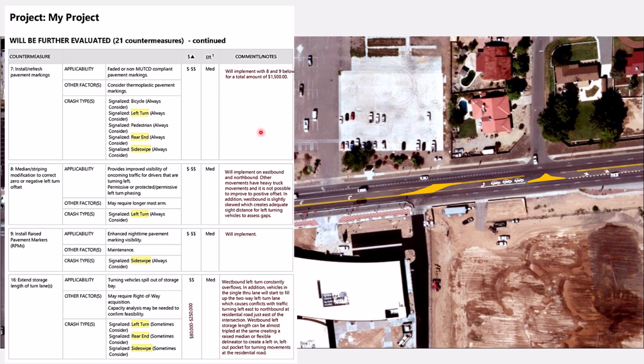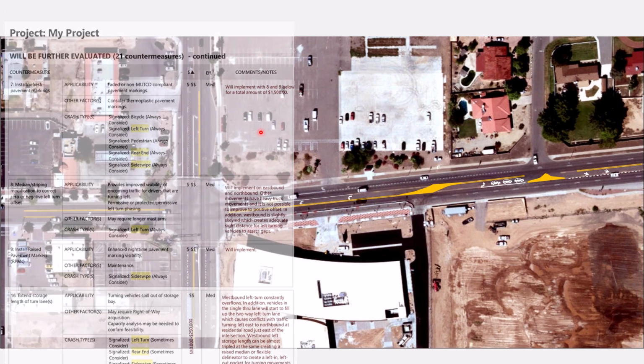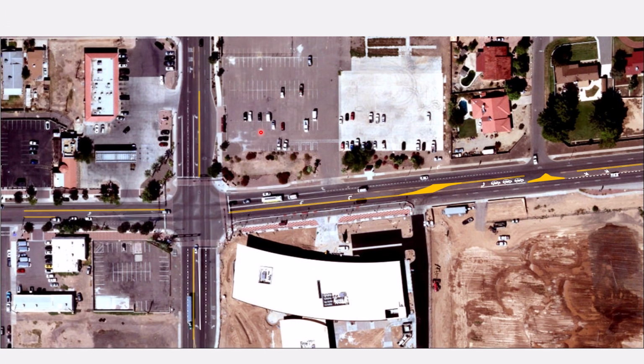Referring to the report, you see the layout includes all the countermeasures noticed, focusing in on the crash types and considerations. Included here, you see the striping refresh, raised pavement markers on approach, positive offset improvements for the eastbound and northbound left turn lanes, westbound left storage length, and finally the access management for the adjacent unsignalized intersection. A left-in, left-out was ultimately chosen instead of the more temporary flexible bollard treatment.